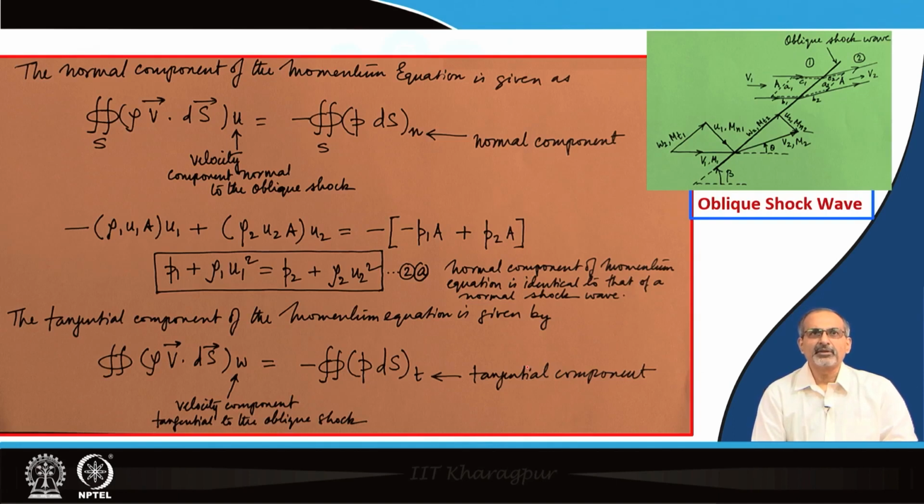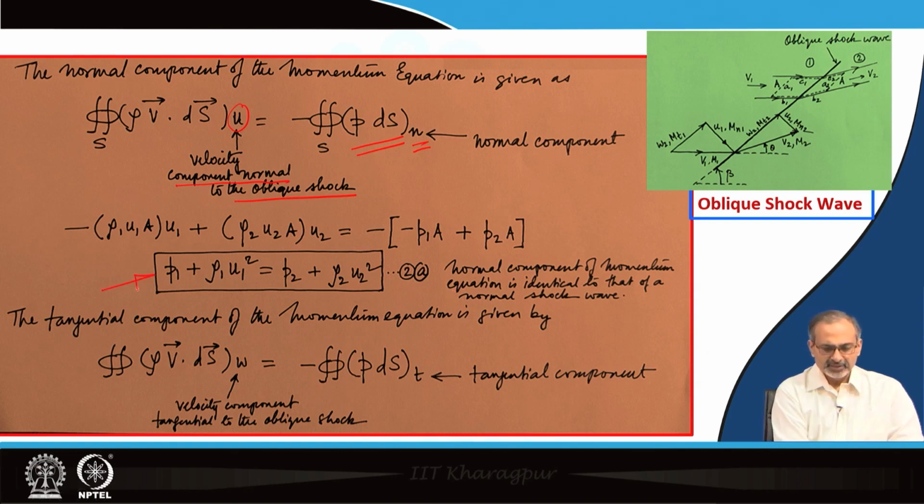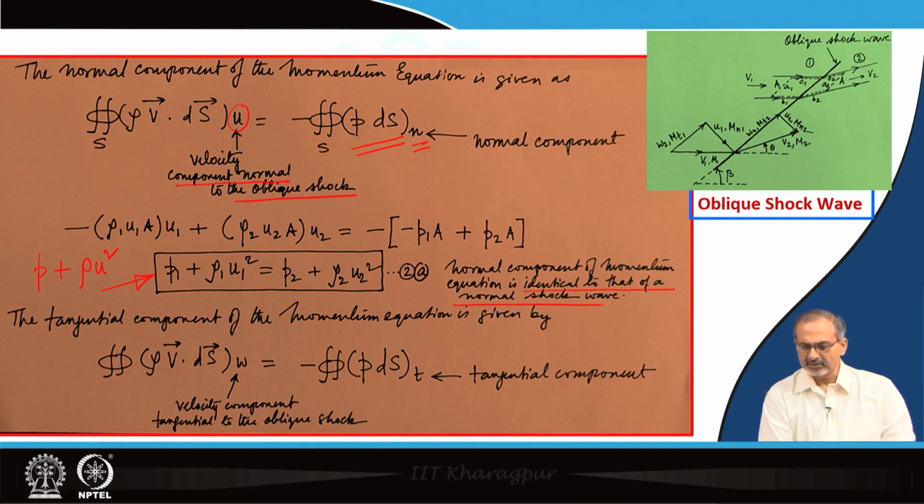The normal component of the momentum equation again can be worked out along similar lines to the momentum equation we worked out for the normal shock. Here the velocity component normal to the oblique shock, remember, is being called u. It is not to be confused with the x component of velocity, and p dS normal would represent the normal component of the p dS term. Now, if we work it out term by term, you will get to a point where the equation looks like this: p plus rho u square is conserved. So, the normal component of the momentum equation is identical to that of a normal shock wave.